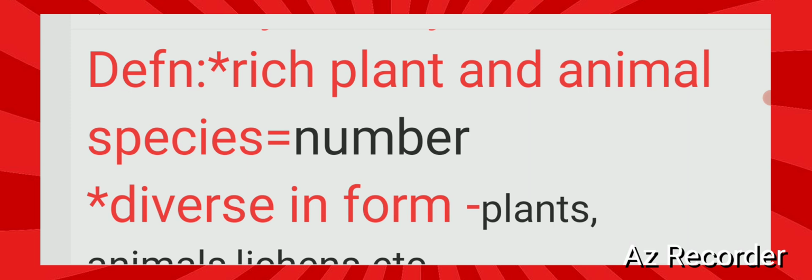What is the definition of this biodiversity? Rich wildlife and cultivated species. Here they are referring to the number. Rich means large number of species. Different kinds of species must be there.